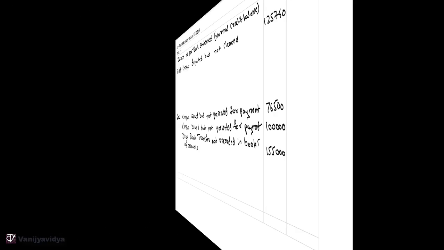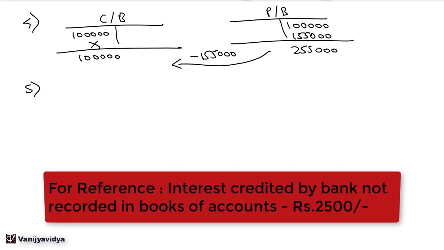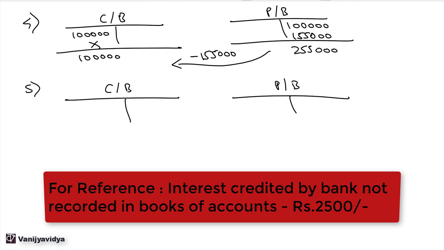Now the next transaction. 5. 20th Feb 2019, interest credit 2,500. Now there is an interest which is credited by the bank and the same is not recorded in the cash book. Let's prepare a working note for this and analyze it further. 5th. We have cash book and passbook. So 1 lakh as per cash book and 1 lakh as per passbook. Now there is an interest which is credited. Amount is 2,500. Now there is no entry for this in the cash book.